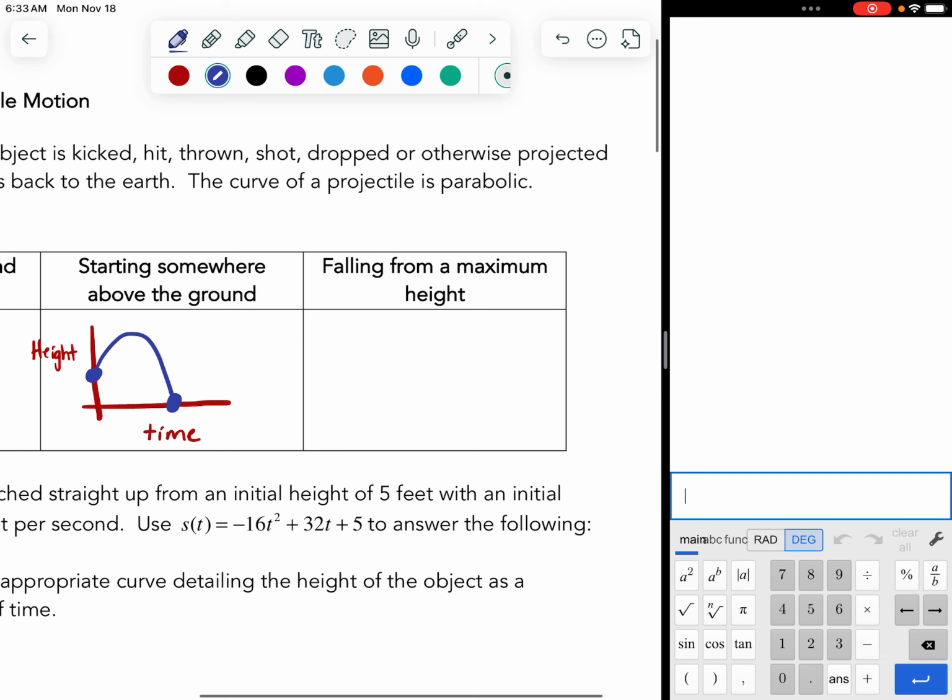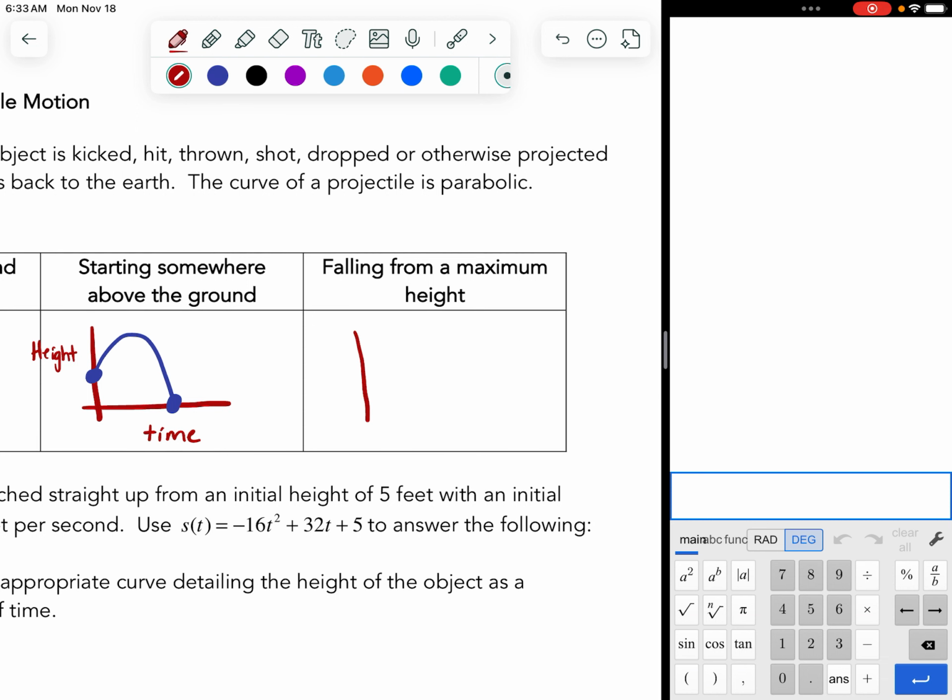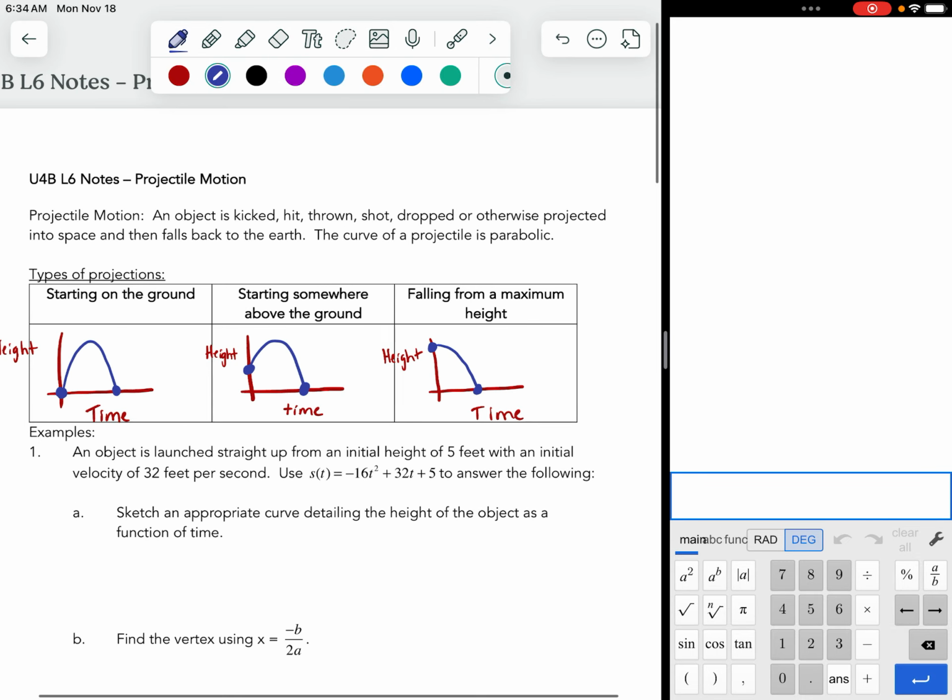And then the third situation would be something falling from a maximum height. Again, you have height, we have time. From a maximum height, maybe you're standing on top of a building and you're dropping something off of it, right? So that would start up high and then over time it would come down. Those are your 3 general situations. Each time we are given some situation, we're going to want to sketch that first, and that'll help us kind of figure out what's going on.